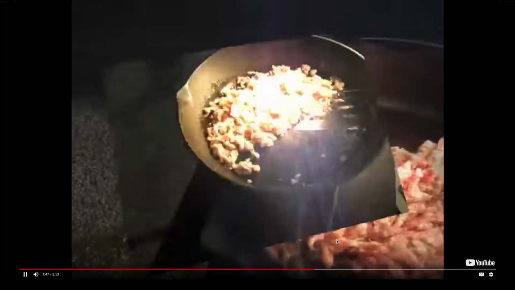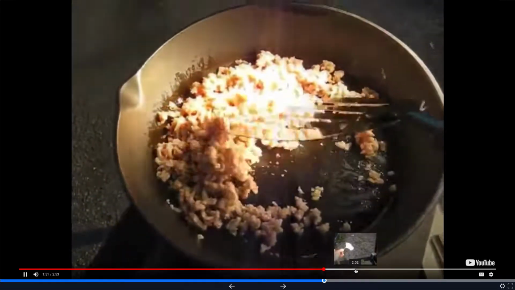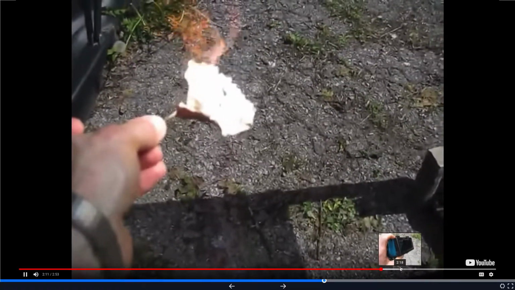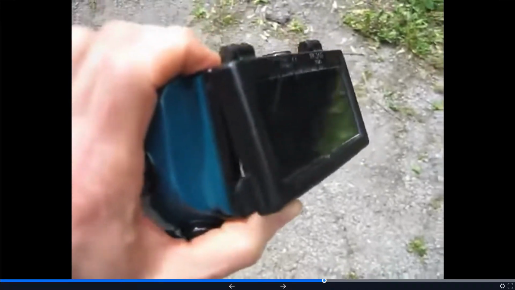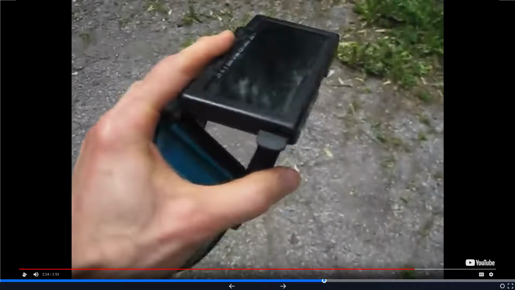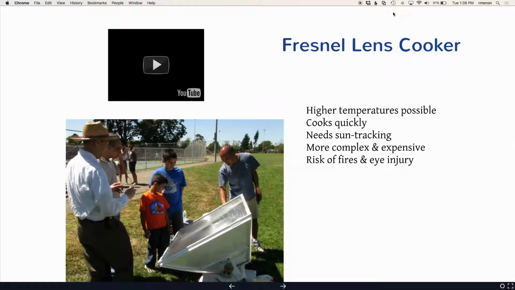Okay, step one is put on a little oil. Put it around it. Okay, so I just put on the meat. You can hear it sizzling there. Fast forward a little bit. Yeah, I think you get the gist. And don't forget to wear your safety goggles. Yes, these are welder's goggles you can get at hardware stores, places like that.